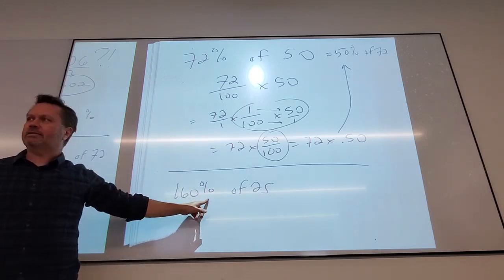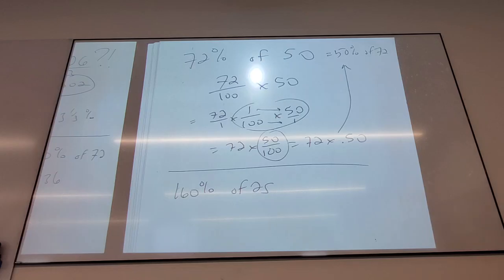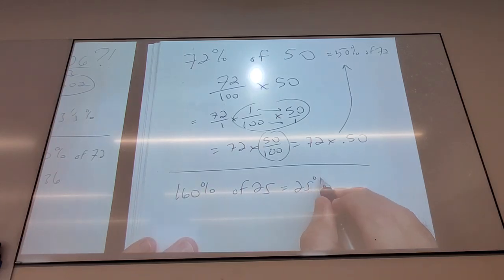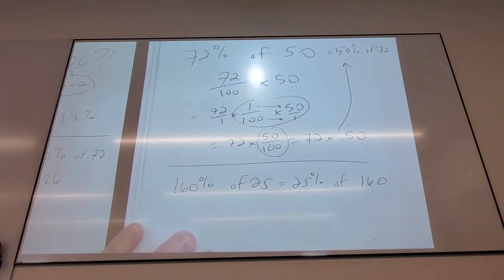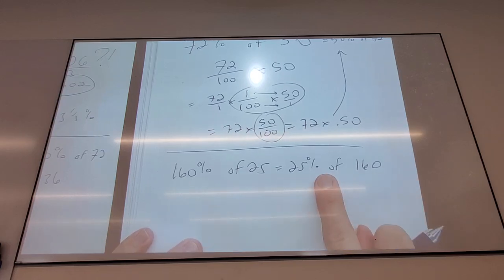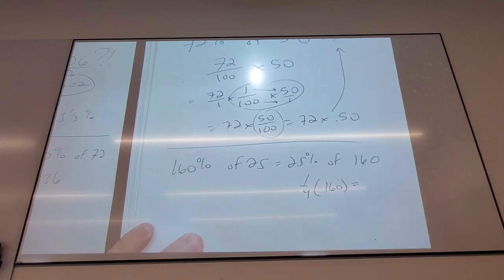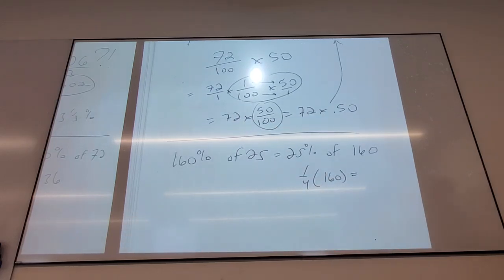So how can I rewrite this then? Instead of 160% of 25, 25% of 160. And why is that easy? Because 25% is equivalent to 1/4. And what's 160 divided by 4?